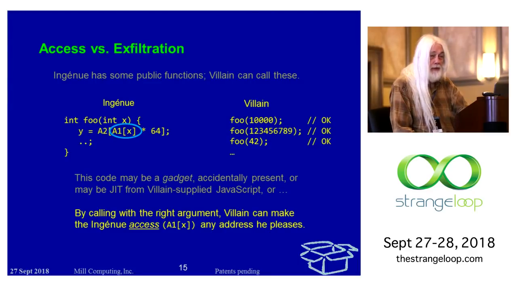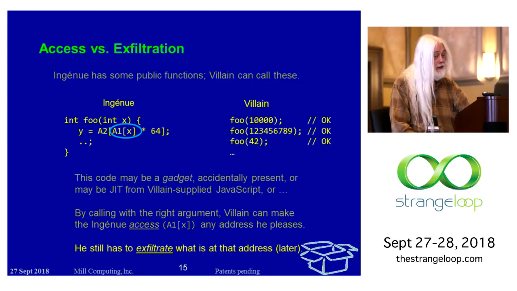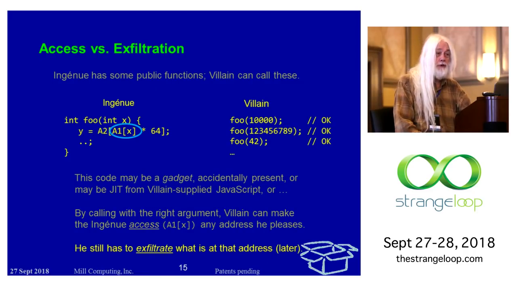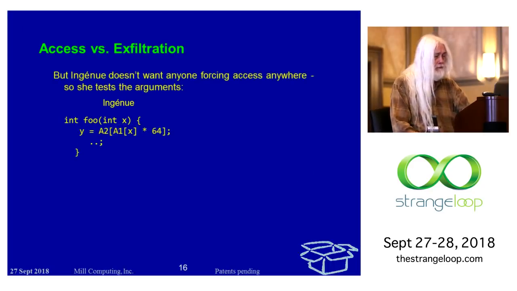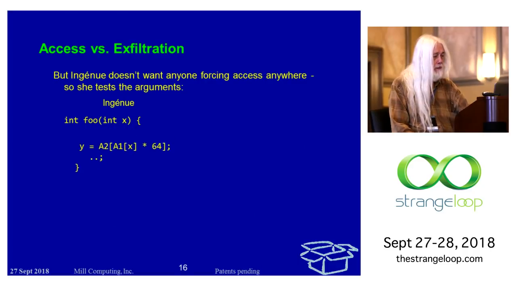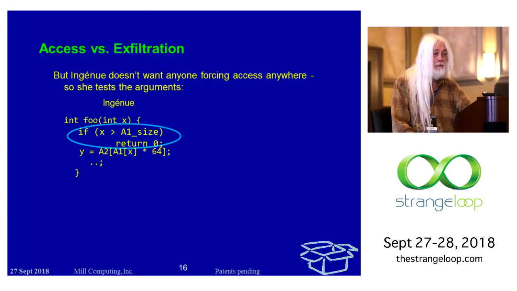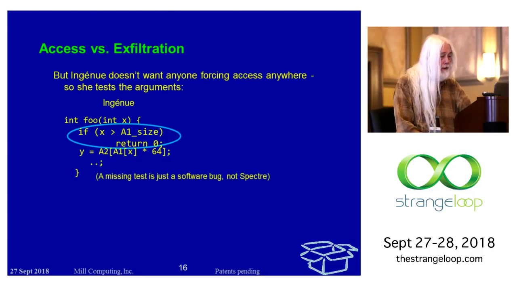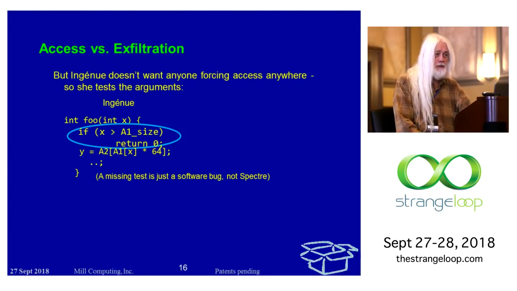The A sub x will give you any address you want. He still has to get it back, because all that's done is loaded into the ingenue CPU. So the ingenue doesn't want him to be able to force access anywhere. So she tests the arguments and inserts a perfectly ordinary bounds check. If she didn't insert such a bounds check, that's not Spectre. That's just a bug.